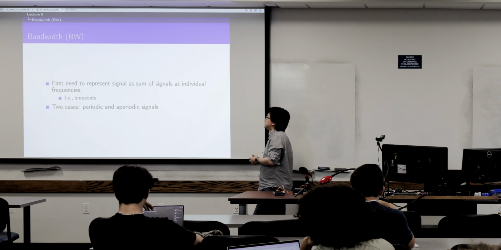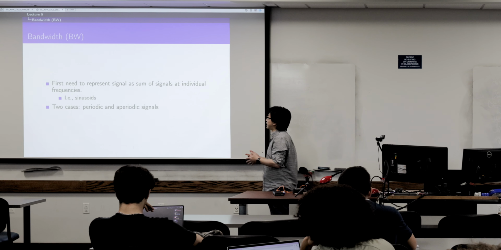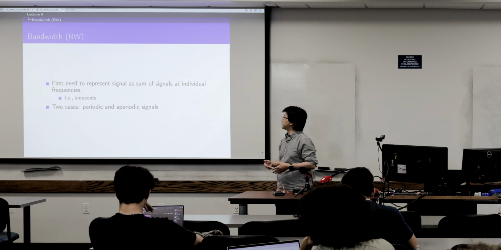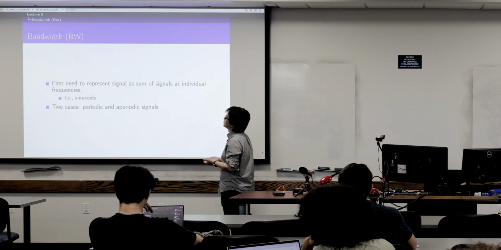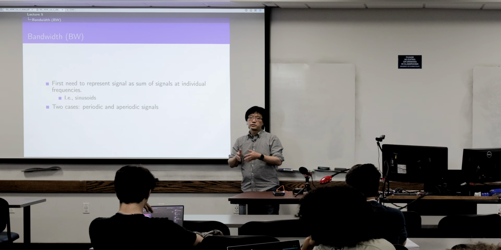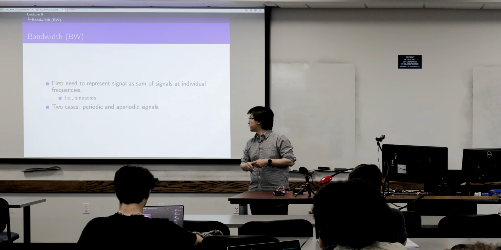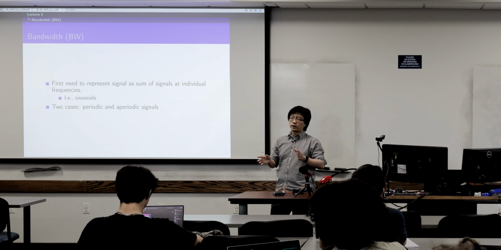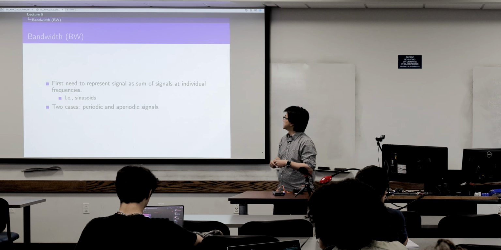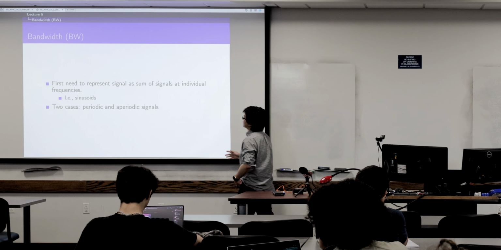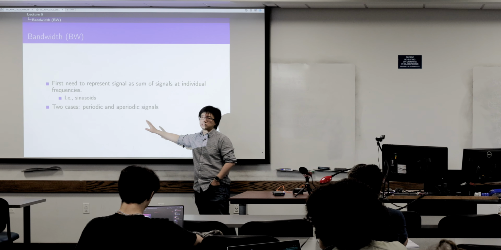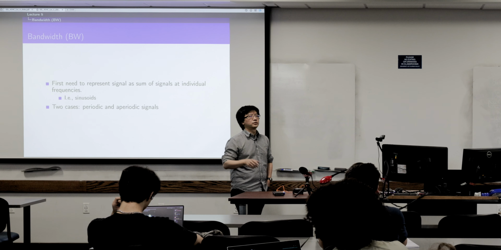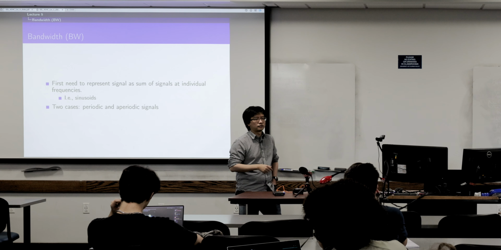So the idea is basically we need to represent a signal as a sum of the individual frequencies, as what we have done already, right? And what we did is to use some sinusoid to represent each frequency component of a system. In practice, we have two kinds of signal: one is periodic, one is aperiodic or non-periodic. For these two signals, we need to consider them separately. So let's see how we can do that.